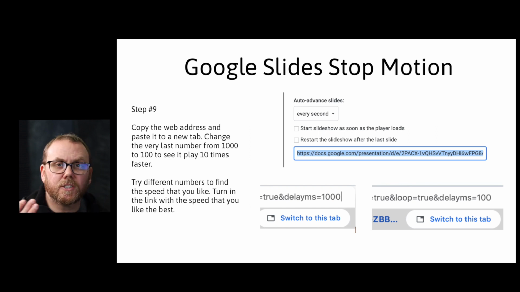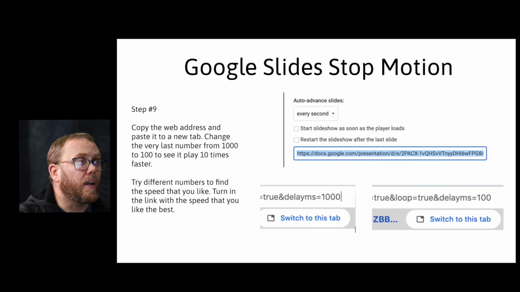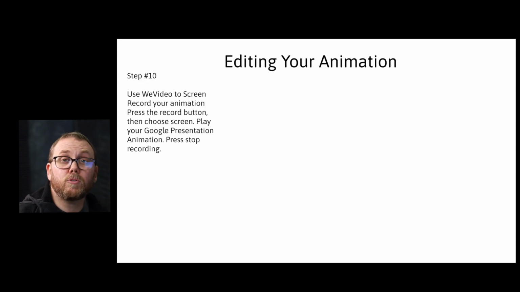So you can change that number to different numbers to see what the speed would be like. If you want it any faster than that, just make it a little bit less than 100. So maybe 70 or 80. And so just experiment with that and you will see what speeds you get. Now, this isn't incredibly essential because you can change the speed once we get to WeVideo anyways. All right. Now what you're going to do is you are going to screen record it using WeVideo.